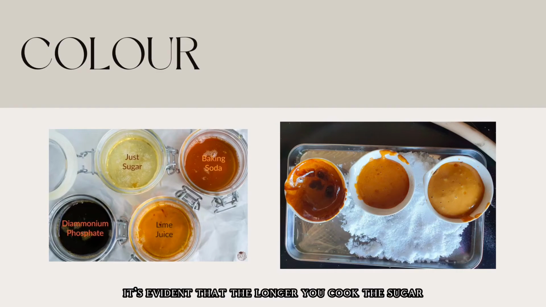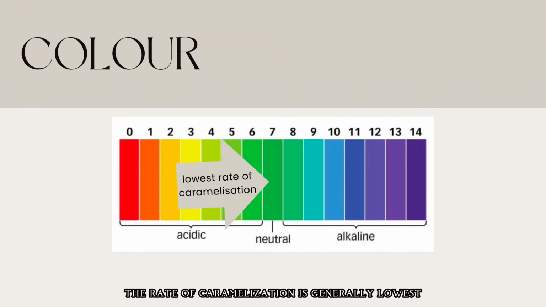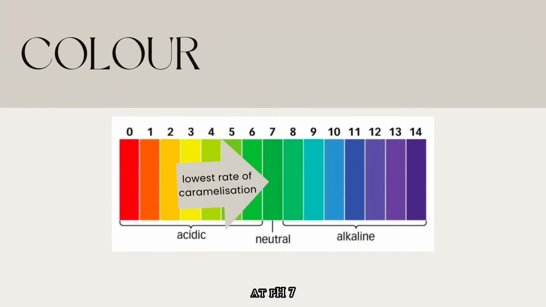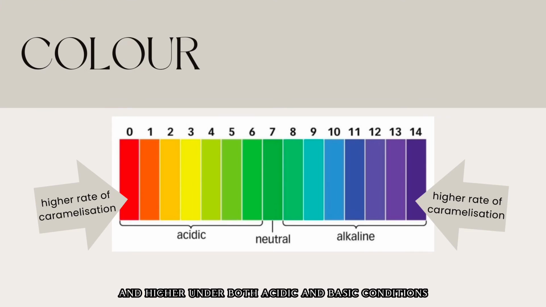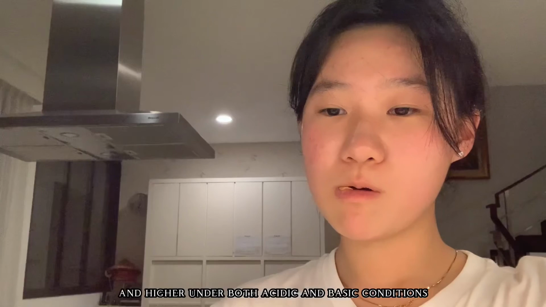In terms of color, it's evident that the longer you cook the sugar, the darker the color will be. However, we know that the pH level of the environment affects caramelization as well. The rate of caramelization is generally lowest at pH 7 and higher under both acidic and basic conditions.